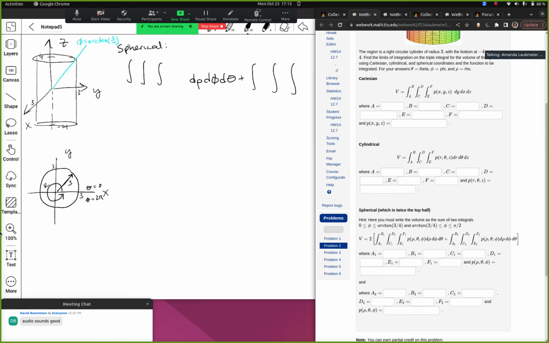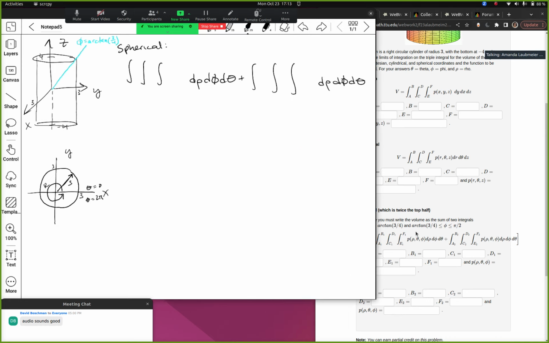So then the thing that they've already told us up to this point is that we're thinking about two different phis. We're thinking about first the phi that goes from 0 to arctan 3/4, and then the phi that goes from arctan 3/4 out to pi over 2. And that pi over 2 is going to be going from the positive z-axis to the xy plane. So we're doing really just this top half of our cylinder.